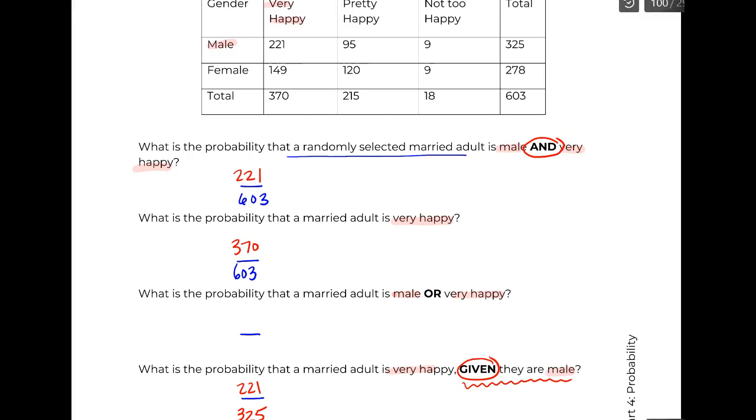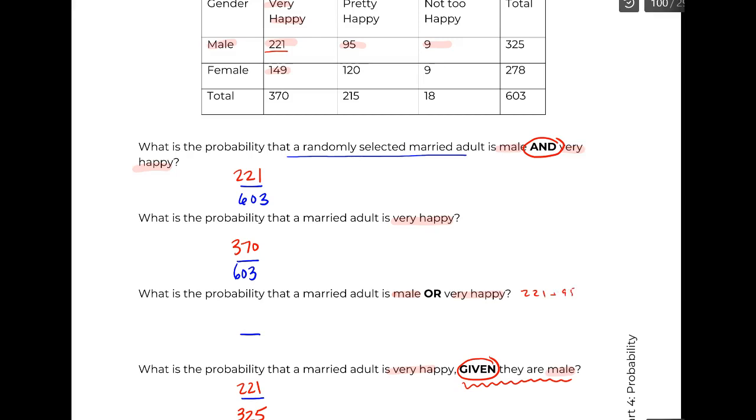But if you're doing this, we want everyone who's male. We want everyone who's very happy. So there's two ways to do this. One is we can just highlight all the people who count as part of these groups, right? Male or very happy. And I always get students who ask, does or include the intersection? Is this value, these 221, are they included? And the answer is yes. Being both does not mean that they're not part of the or. So that's one option, is just add those all up.